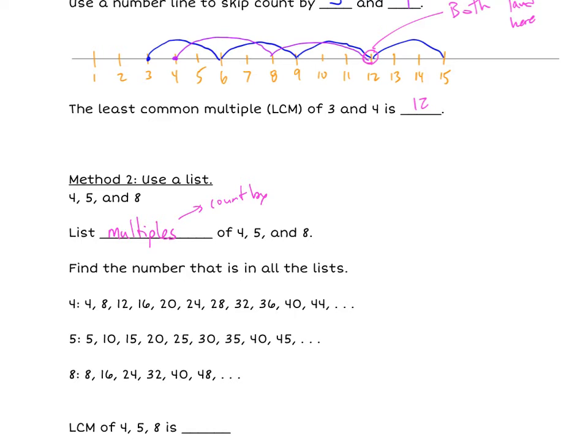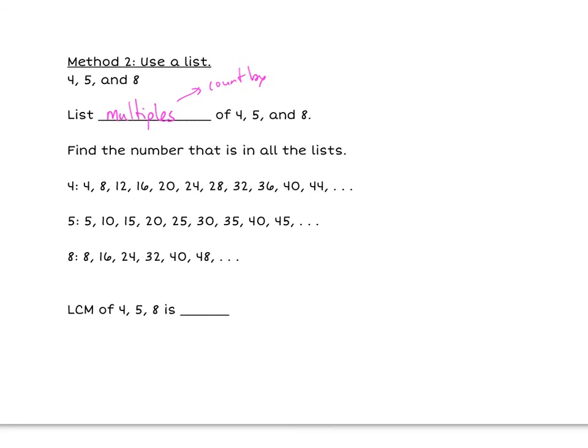Okay? That is another way to do it. And then you find the number that is in every one of those lists. Which number is in each of those lists? 40. There is a 40 in each list, so the least common multiple of 4, 5, and 8 is 40. Now, the book is not going to give you lists like I did. I did that to shorten our notes. You're going to have to make those lists if you want to use that method. Okay? So count by those numbers.